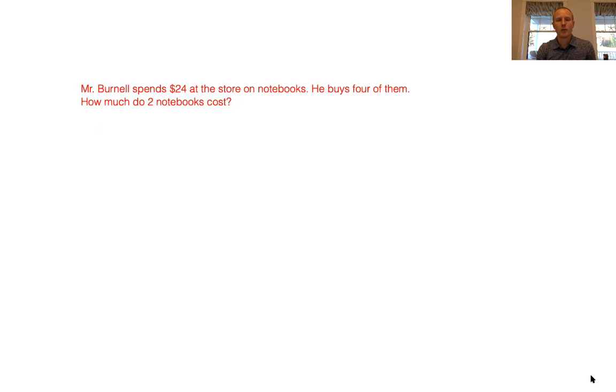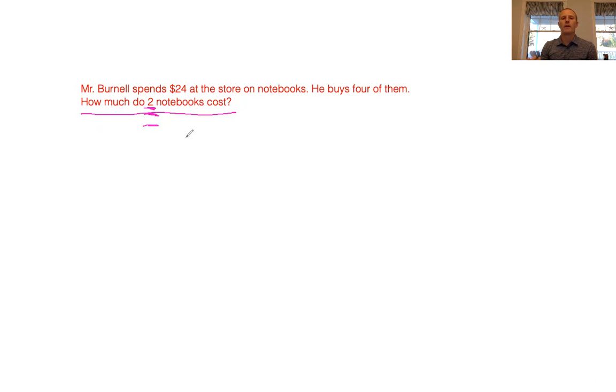It says, Mr. Brunel spends $24 at the store on notebooks. He buys 4 of them. How much do 2 notebooks cost? Now, I very intentionally use the numbers 24 and 4 again because I want to be able to solve that part easily. And I want to focus here on the second part of the problem. How much do 2 notebooks cost?